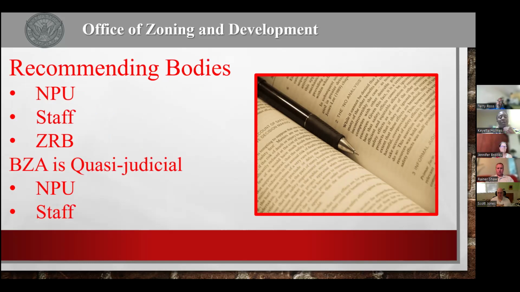Next, with regard to the recommending bodies and how applications move through the legislative process. Oftentimes when persons hear me refer to the legislative process, they might not understand what I'm saying, but our city government operates with the legislative body, that is the city council. All items that go before city council require legislation.